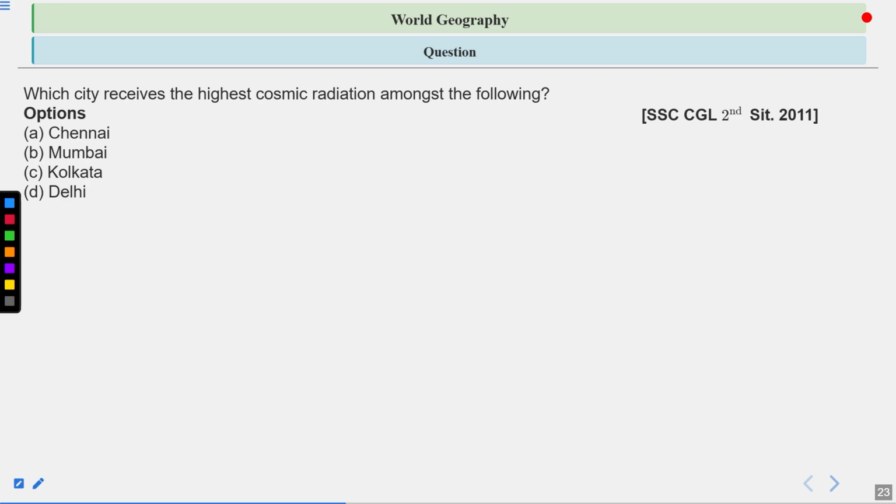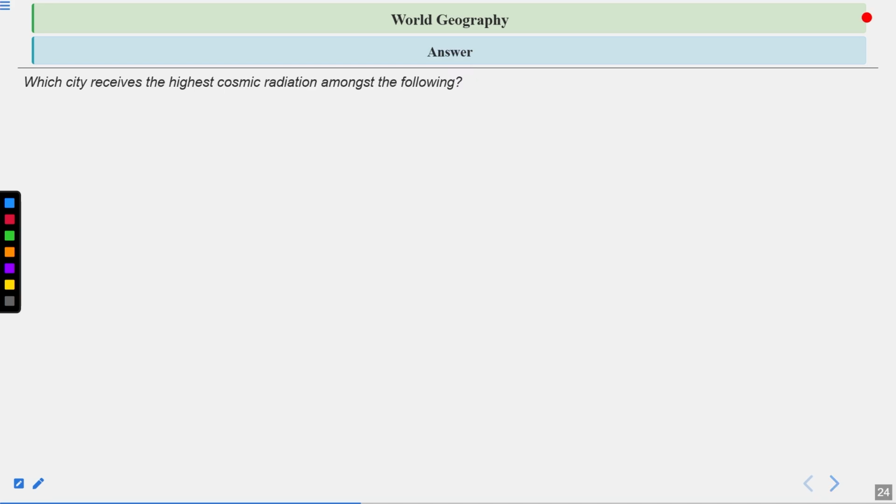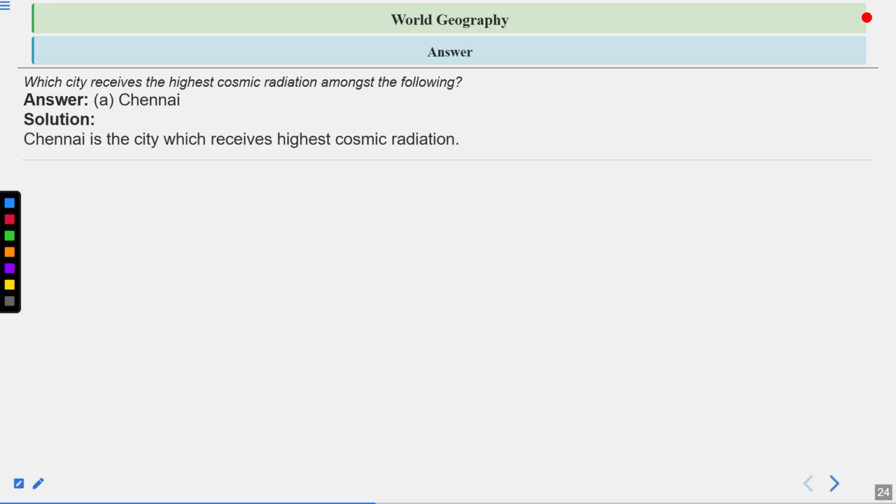Which city receives the highest cosmic radiation amongst the following? Chennai, Mumbai, Kolkata, or Delhi? The highest cosmic radiation is received in Chennai. Chennai is the city which receives the highest cosmic radiation. Cosmic radiation is the type of radiation that comes from celestial bodies like the sun and the stars in the universe. So the correct answer is A, Chennai.